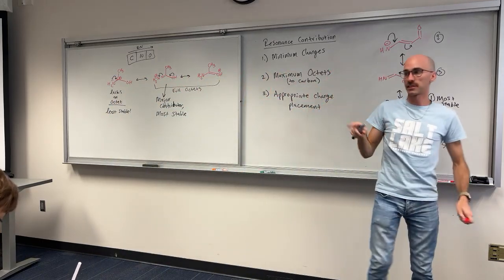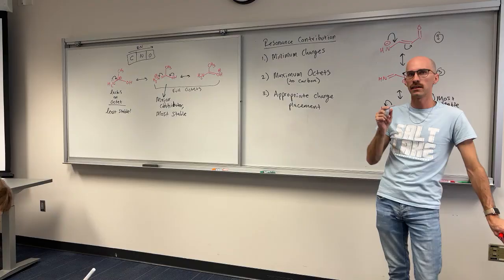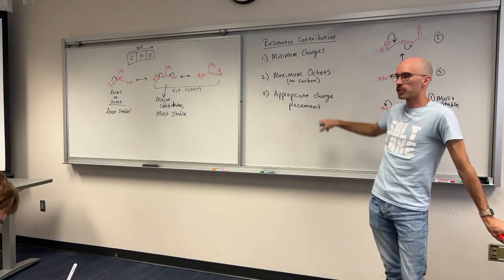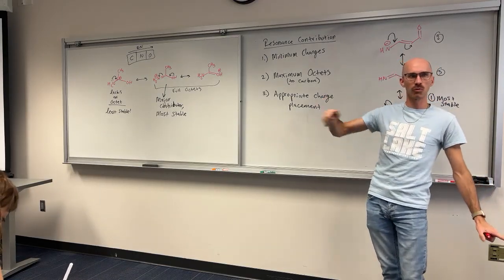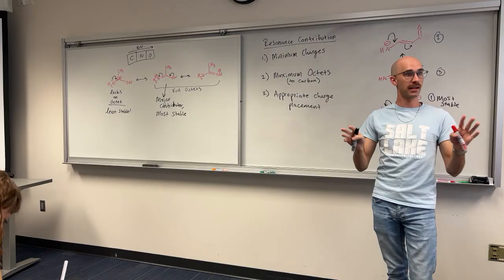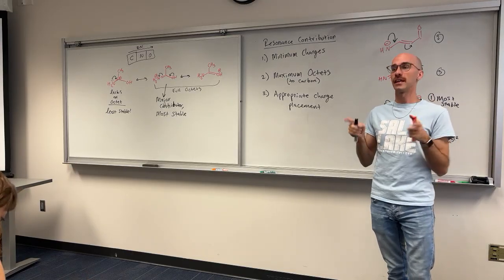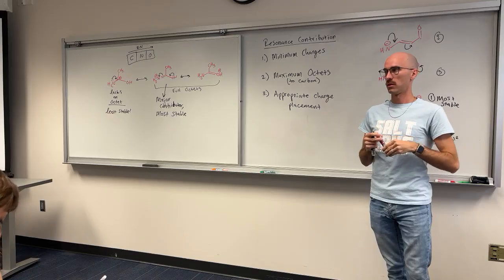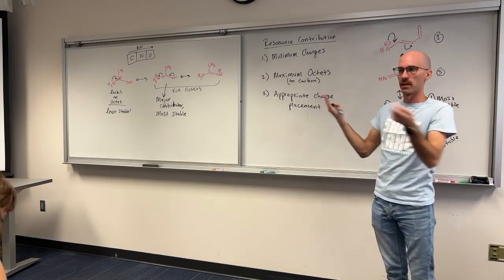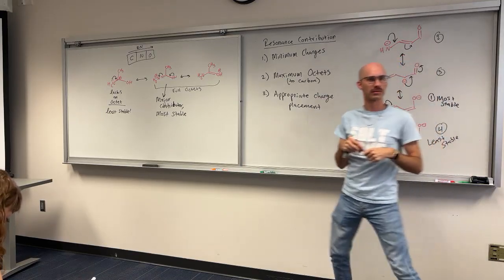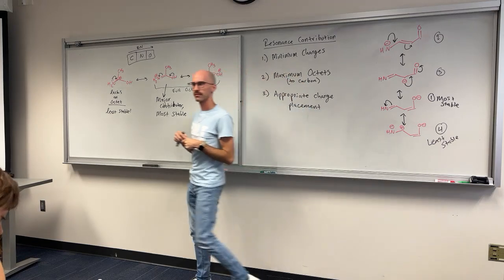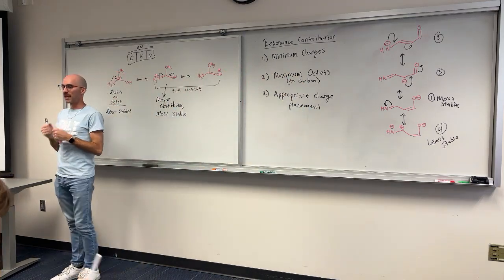Here's what a lot of students get mistaken here. They say appropriate charge placement means oxygen wants the charge. That's not always true. Nitrogen also likes the charge if it's a positive charge. And if there's no oxygen, nitrogen is a good electronegative choice, right? So, that's all we got to today.